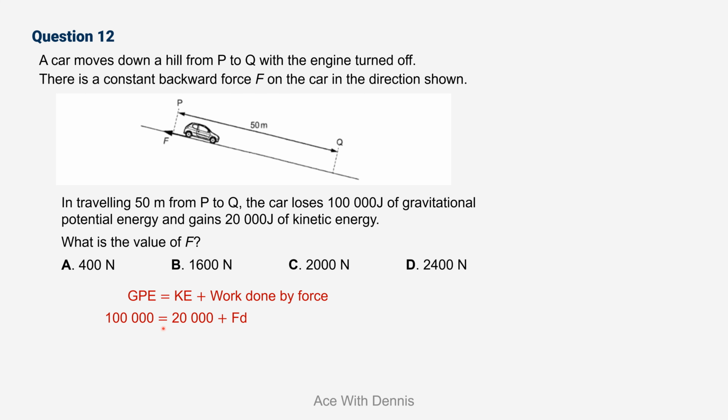All right, so now we substitute the values given here. The loss of GPE will be 100,000 joules. The KE gain, the kinetic energy gain, is 20,000 joules. The work done will be the force multiplied by the distance traveled, D, where D is 50. 100,000 minus 20,000, we get 80,000. So the force will be 80,000 divided by 50, which is 1,600 newtons. And the answer is B.